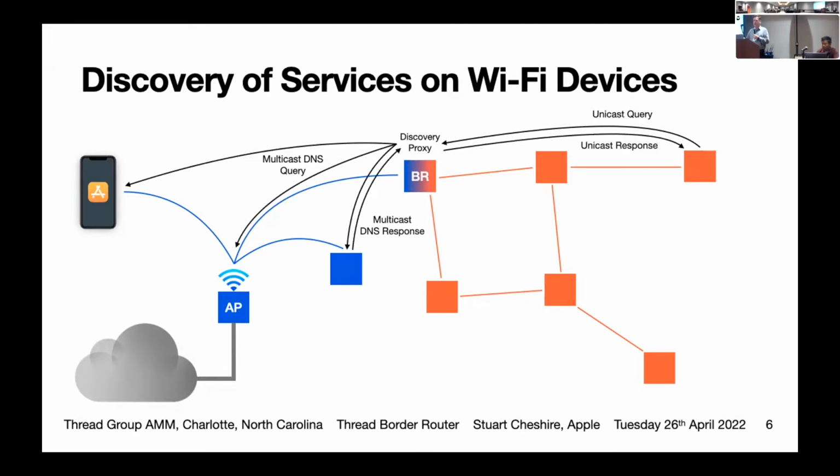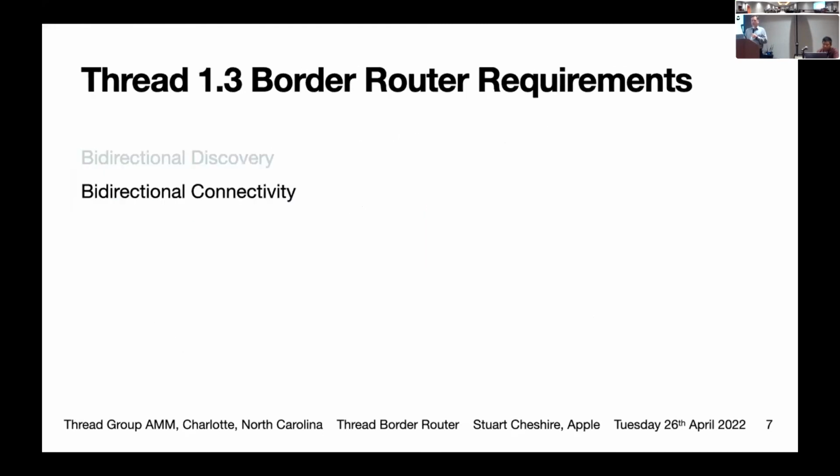So this gives us discovery in both directions: services on the Thread mesh advertising to clients elsewhere, and clients on the Thread mesh looking for services elsewhere, all done without burdening the Thread mesh with multicast. So now we have service discovery working without using multicast. That is great. You can discover the IP address and port number for something you want to talk to. Of course, we need the communication to work.